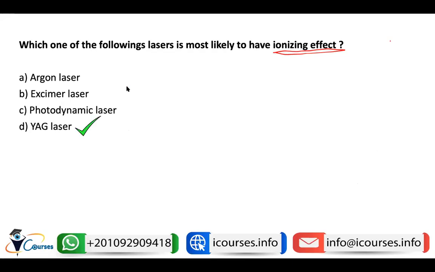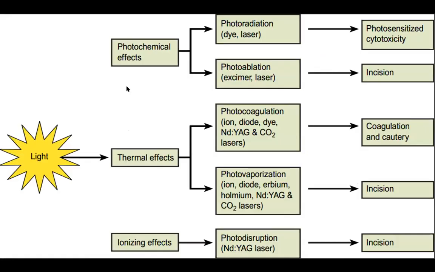So we said before that we have different types of laser. Some of them can be classified according to their wavelengths or to their mechanism of action. Regarding the mechanism of action, some lasers work by a photochemical reaction, some lasers work by a thermal effect, and the others work by an ionizing effect.